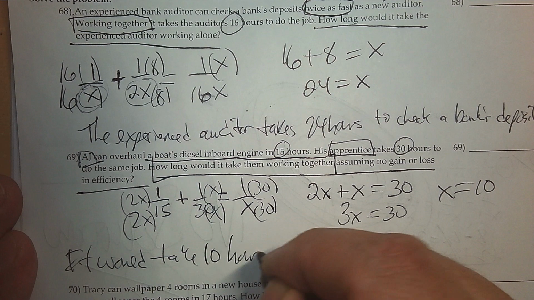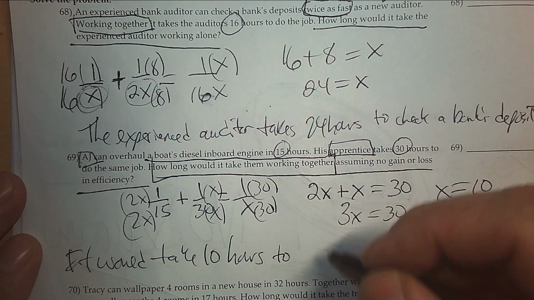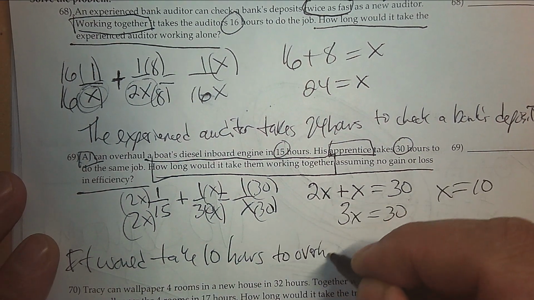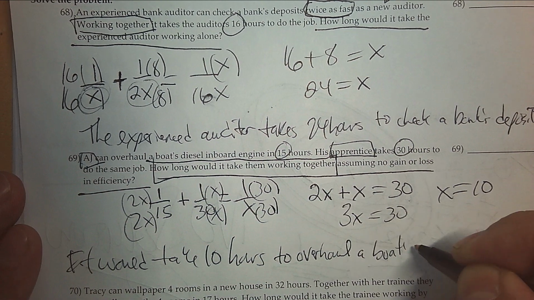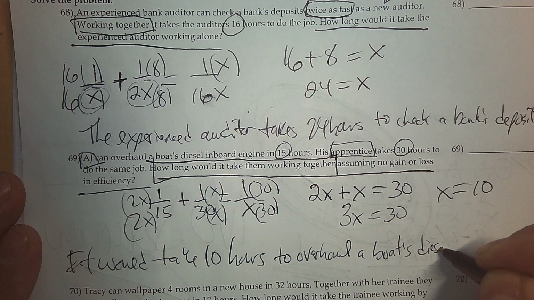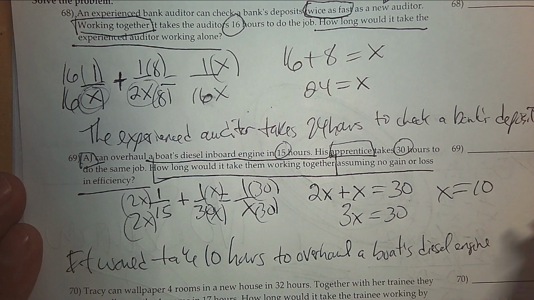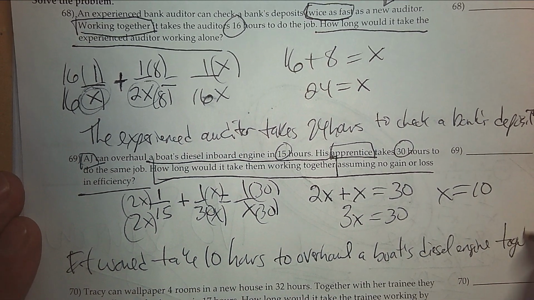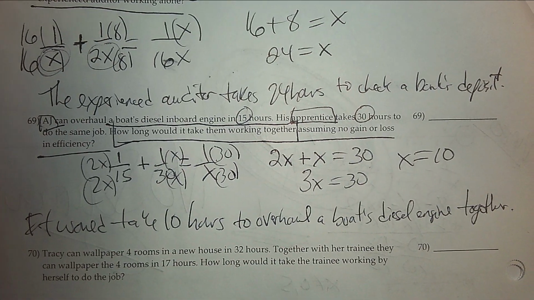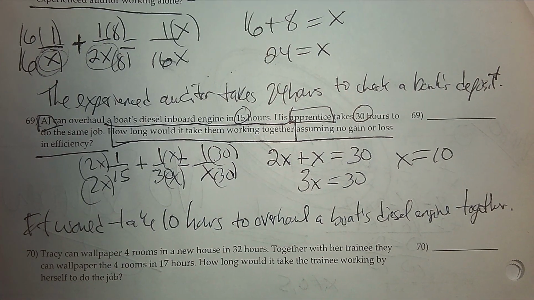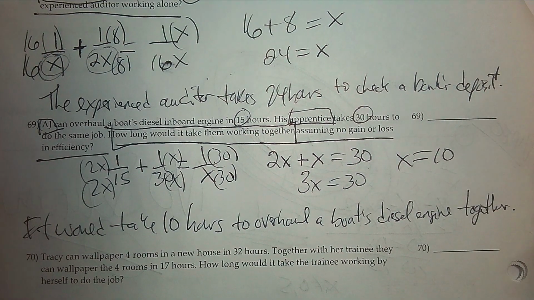To do what? To overhaul a boat's diesel engine together. Right? It would take 10 hours to overhaul a boat's diesel engine working together. Number 70.